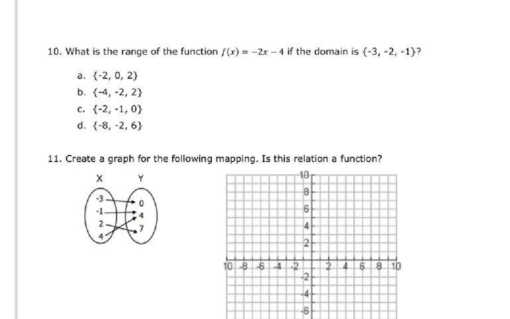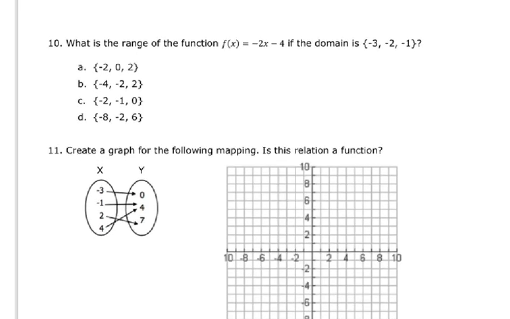Next. So you just did this last class as well, and you were very good at it. It says, what is the range of the function f of x equals negative 2x minus 4 if the domain, the x's, are negative 3, negative 2, and negative 1? So I take my equation, and instead of x, I'm going to replace it with my x's. It says my domain is those numbers.